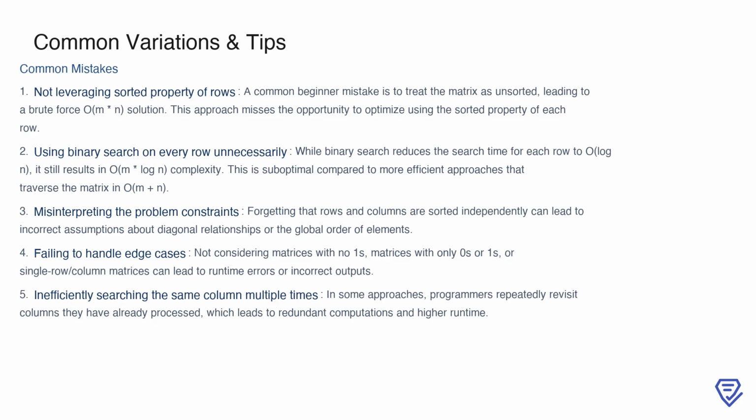Another mistake is using binary search on every row. While this reduces the search time for a single row to O(log n), doing so for all rows still results in O(m log n) complexity, which is less efficient than other approaches. Additionally, some programmers misinterpret the problem constraints, assuming a global order or diagonal relationships between elements. This misunderstanding can lead to flawed logic.